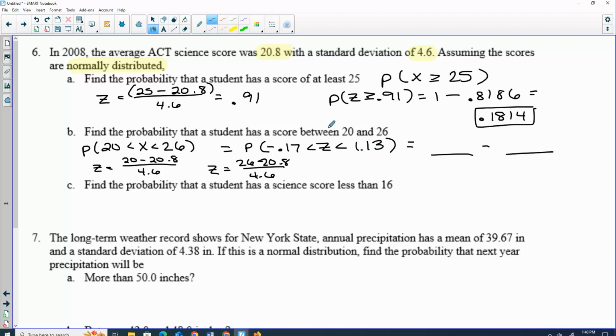So if we look up 1.13, we get 0.8708. We look up negative 0.17, we get 0.4325. If we subtract, that is 0.438.